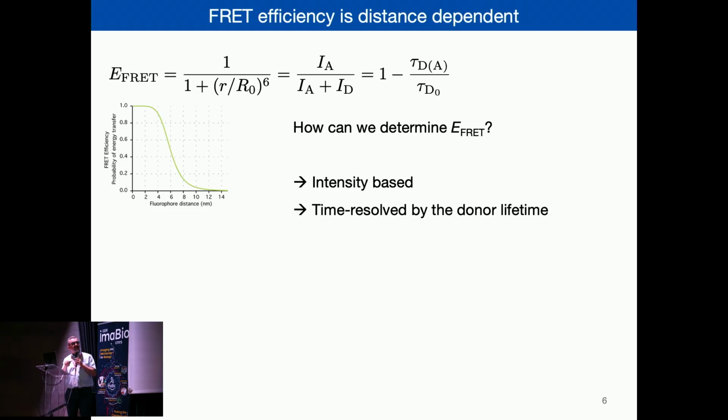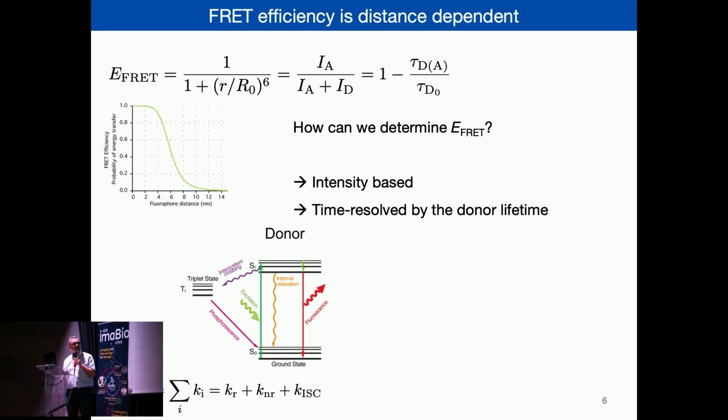The other way would be a time-resolved way that is given by this equation. That is depending on the fluorescence lifetime of the donor in proximity of the acceptor divided by the fluorescence lifetime of the donor in the absence of an acceptor. And why is that the case? I quickly like to illustrate that here with a Jablonski diagram. So this is a diagram of the donor fluorophore.